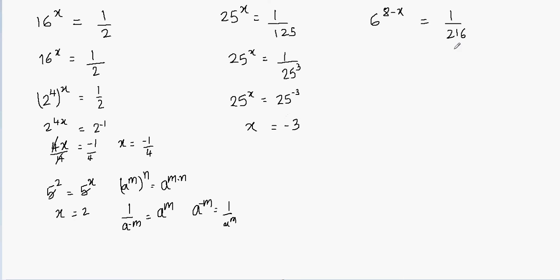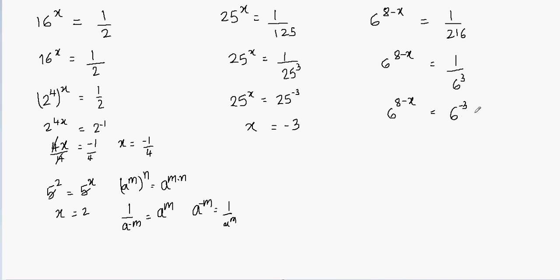Now let's take a look at this example here. I have 6 to the power 8 minus x is equal to 1 over 216. Now, how do I write 216 in terms of 6? I can write this as 6 cubed. I didn't change anything. 6 cubed is 6 times 6 times 6, which is equal to 216. Now, again, using the same property, I want to bring 6 cubed here in the numerator, so I can write this as 6 to the power 8 minus x is equal to 6 to the power -3.